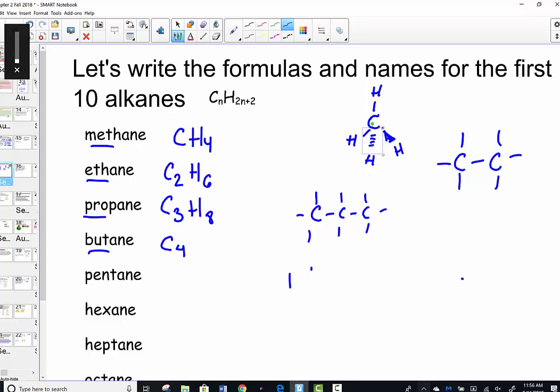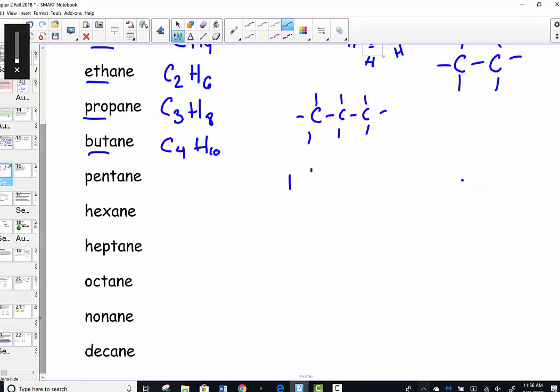Butane, 4-carbon chain. C4H10, butane. What do we use butane for in life? Lighter fluid, right? Flick your Bic, that's butane. How about propane? Some people heat their homes with propane, or your gas grill, you go fill your propane tank.